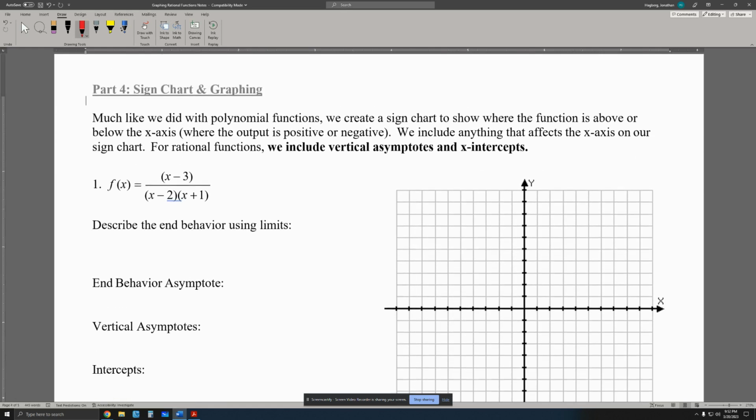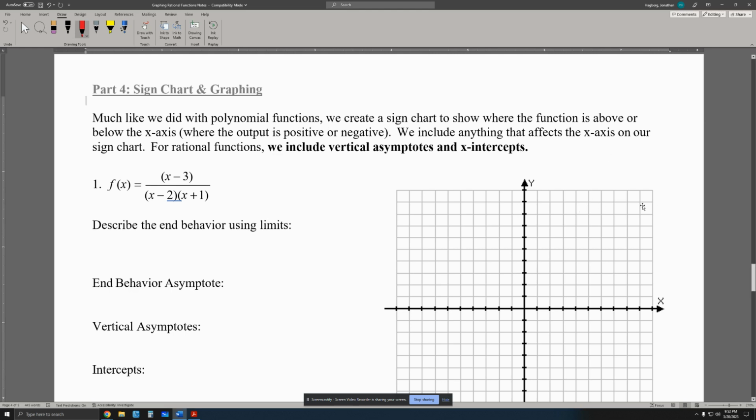Okay, much like we did with polynomial functions, we have to create a sign chart to show where the function is above or below the x-axis, or where the output is positive or negative. We include anything that affects the sign on our sign chart. So for rational functions, we include x-intercepts, but we also include vertical asymptotes.